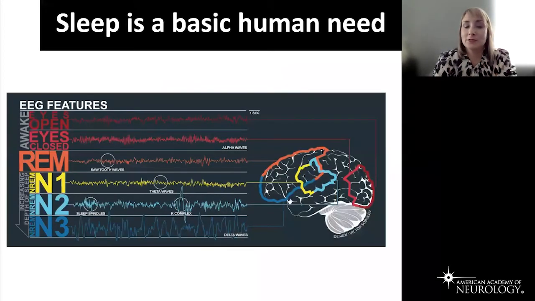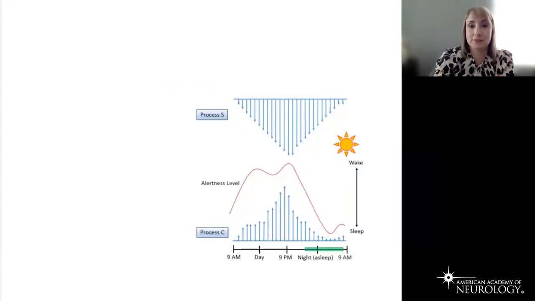So I'm here to remind you that sleep is a basic human need, right? It's not something that we can take or leave. We need to do it. Most of us don't do it well. I'm not going to get into the physiology here about sleep.